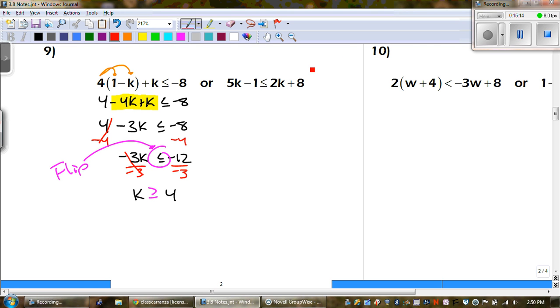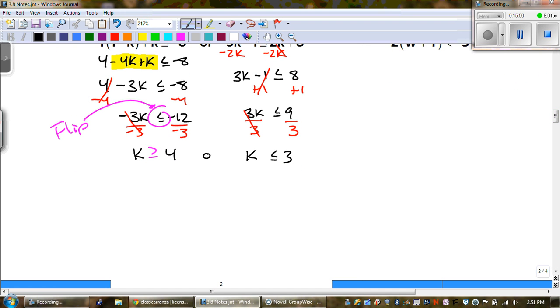Okay, now on the right side, I want our variables on one side, so I'm going to move the smaller variable, and we get 3k minus 1 is less than or equal to 8. We have to add 1 to both sides. You guys should be good at that by now. You get 3k is less than or equal to 9. And now we have to divide both sides by 3. And we get k is less than or equal to 3.